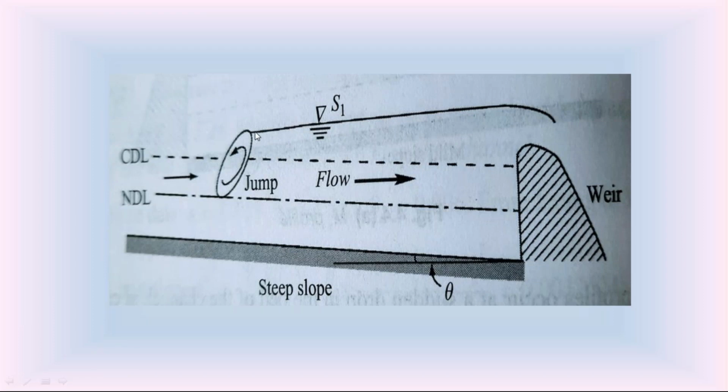On the upstream side, for this S1 water surface profile, y is equal to yc. When y is equal to yc, dy by dx is infinity. So this S1 water surface profile theoretically is perpendicular to the critical depth line because of the infinity slope, but that is not what happens. It approaches the critical depth line in a nearly perpendicular manner, but not actually perpendicular.